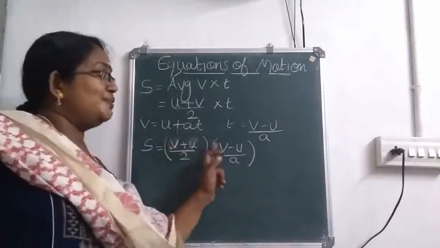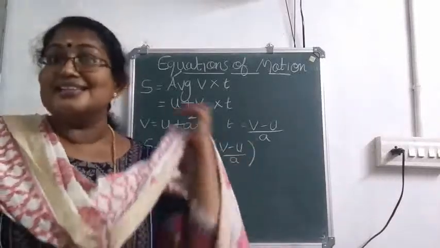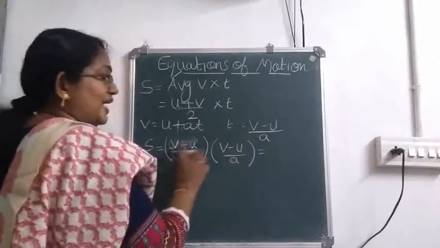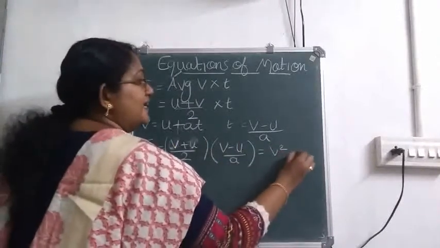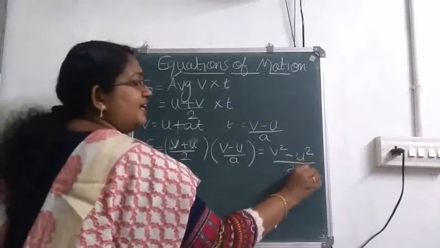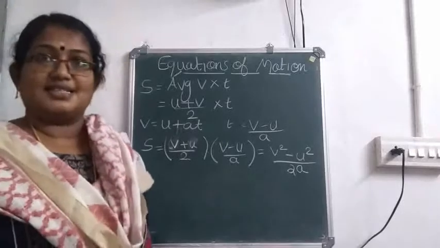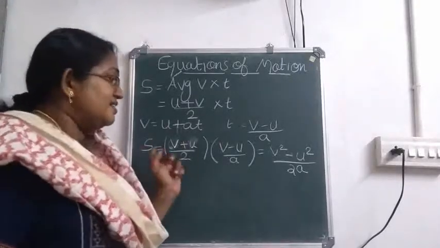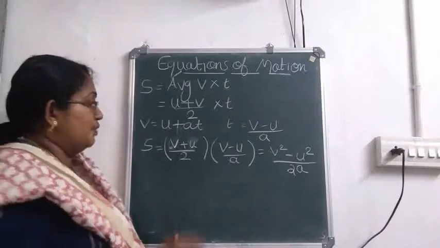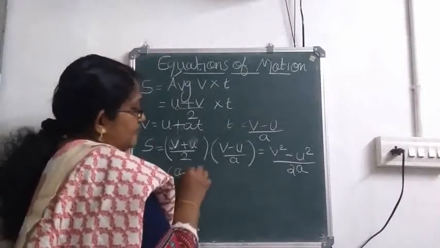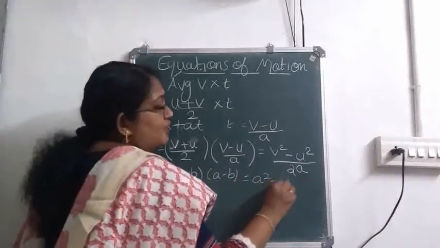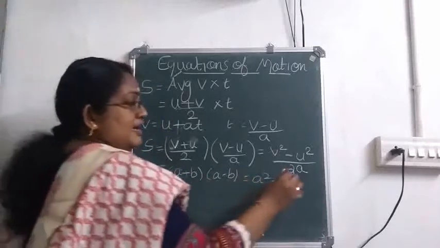So, (a plus b) into (a minus b) is a square minus b square. So, what will you get here? v square minus u square. And since it is multiplication, directly you can write what is given in the denominator, isn't it? So, s is equal to (v square minus u square) by 2a. So, if you want, you can write (a plus b) into (a minus b) is equal to a square minus b square.